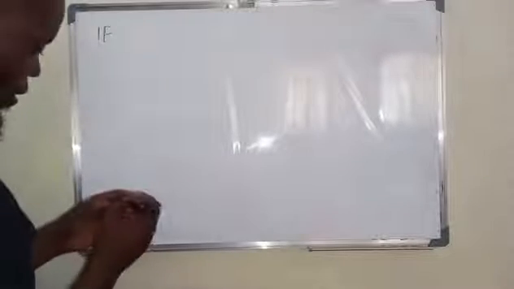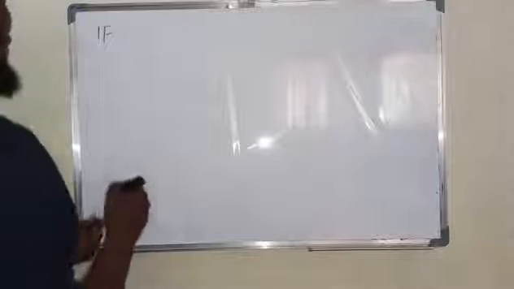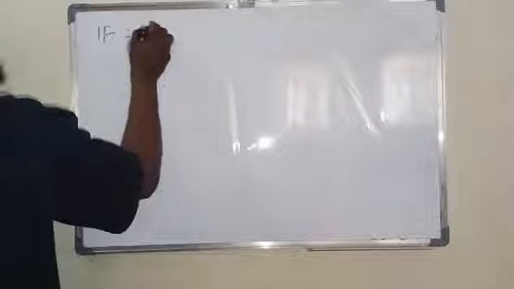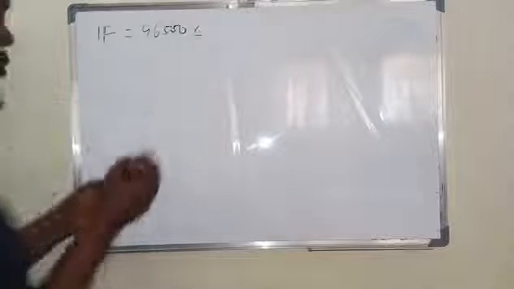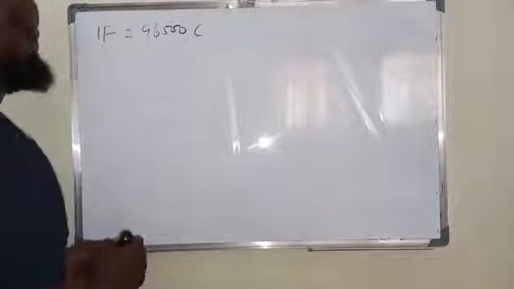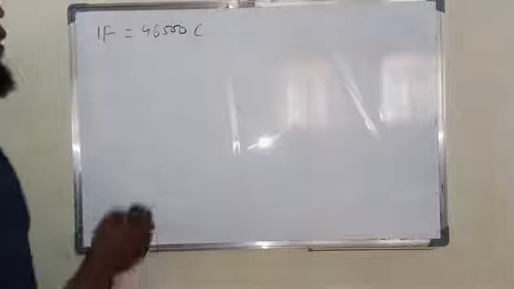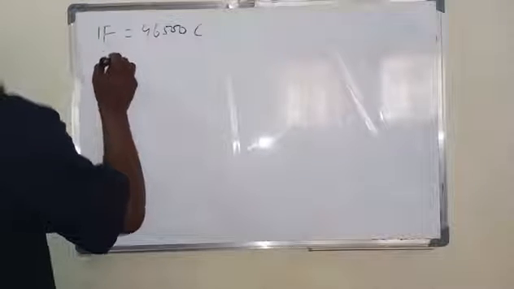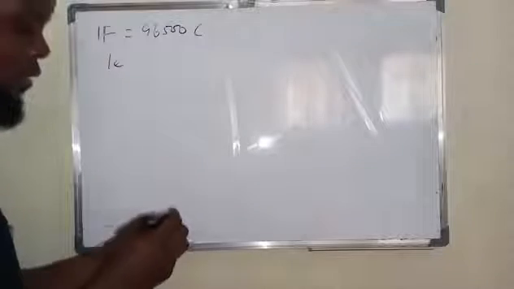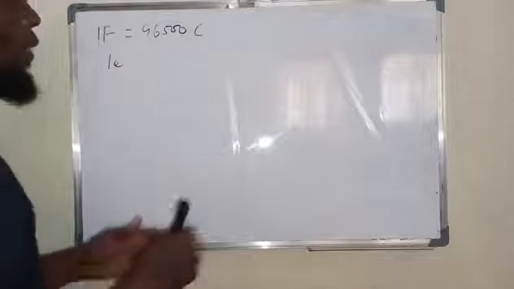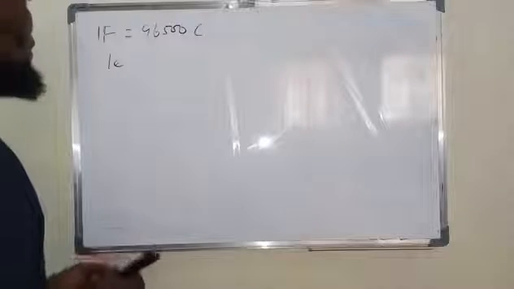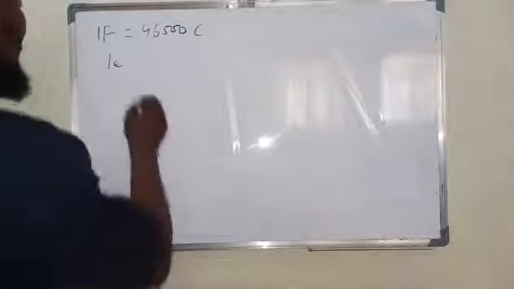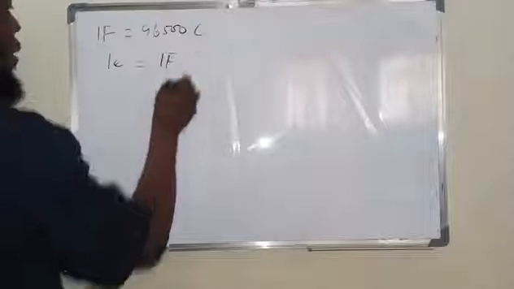So, like I said, 1 Faraday of electricity is equal to 96500 coulombs. So that means if one mole of electrons is involved in producing 1 mole of a substance, then it is 1 Faraday.